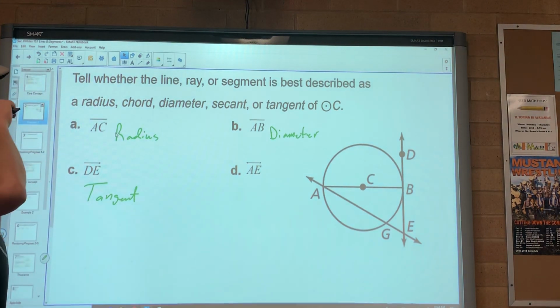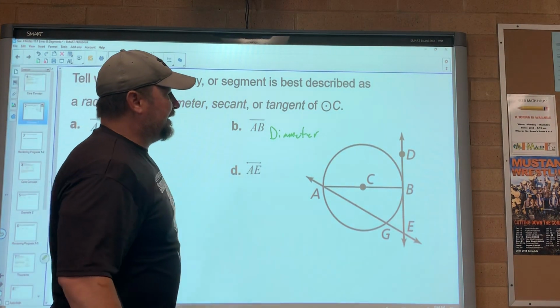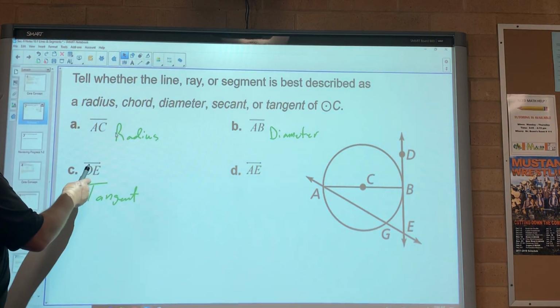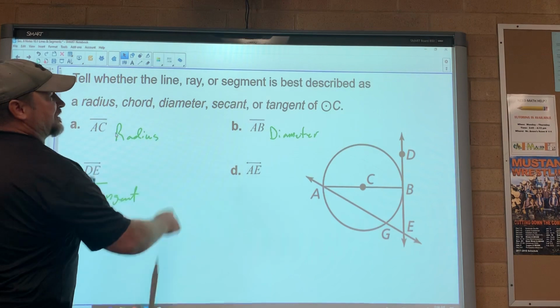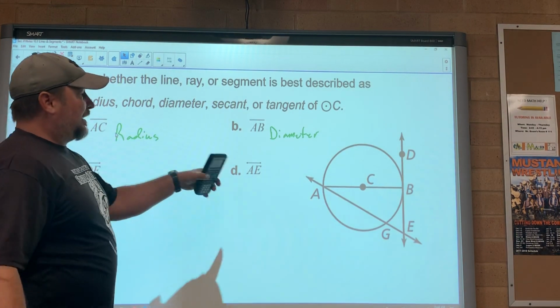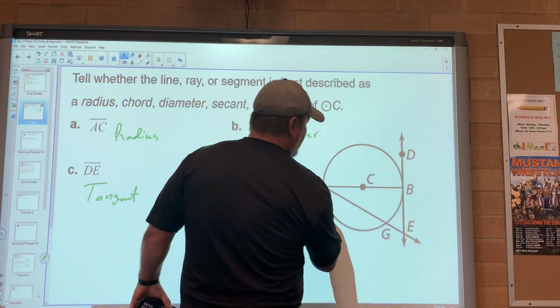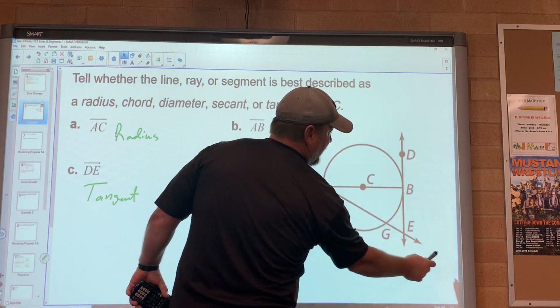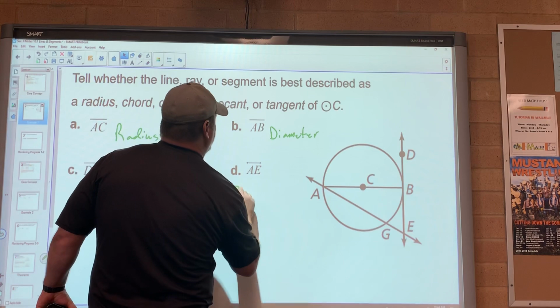Okay? And line AE. Notice I said line because it has two arrows on it. Notice I said ray on this one. And on those two, I just said segment. So line AE, line A through E. A is here, E is clear out here, so it's going through. We're going to call it a secant.